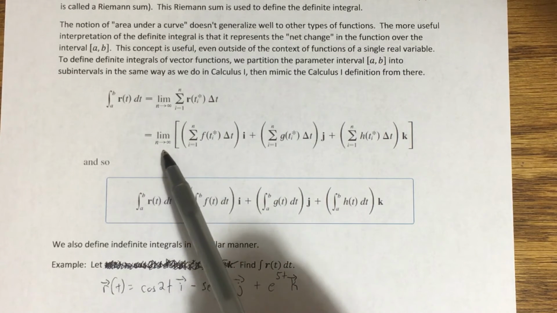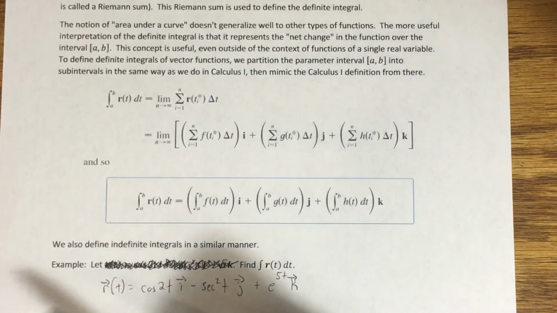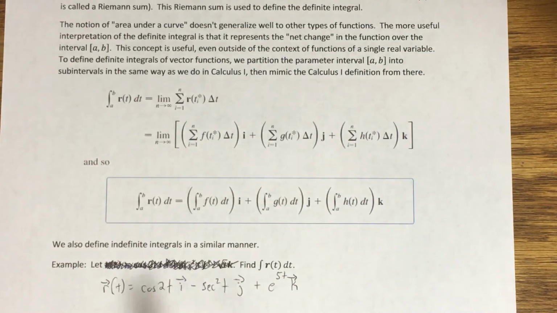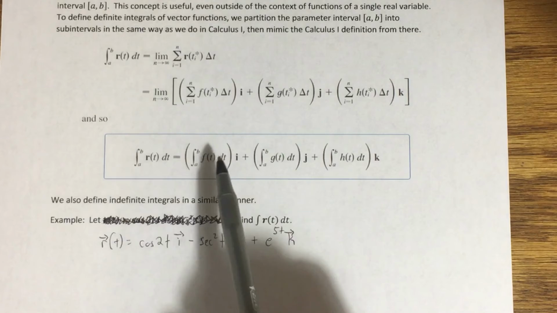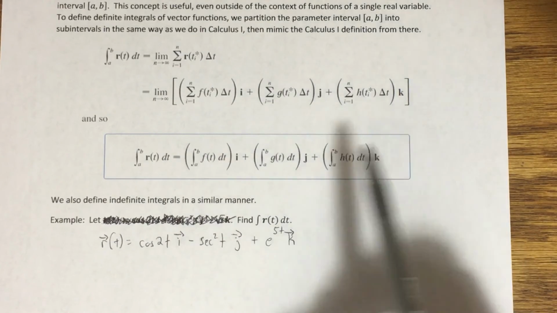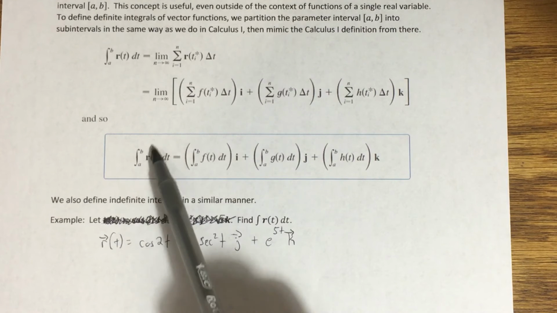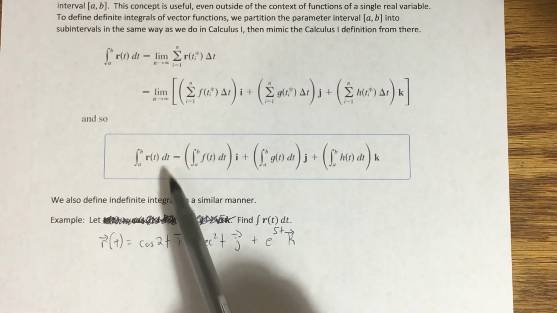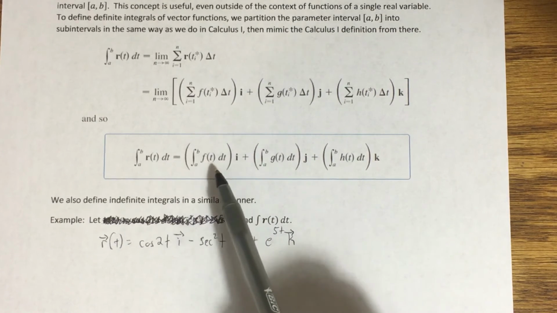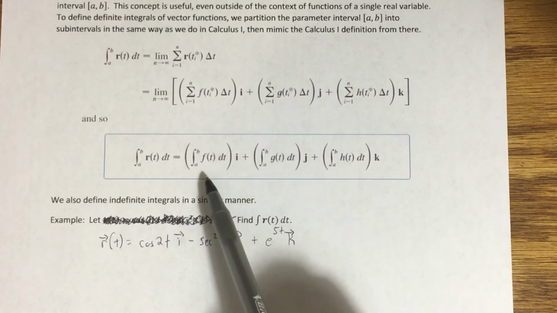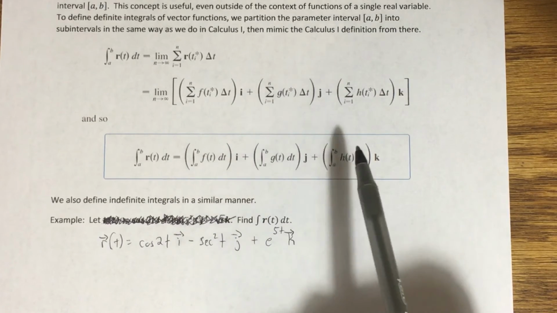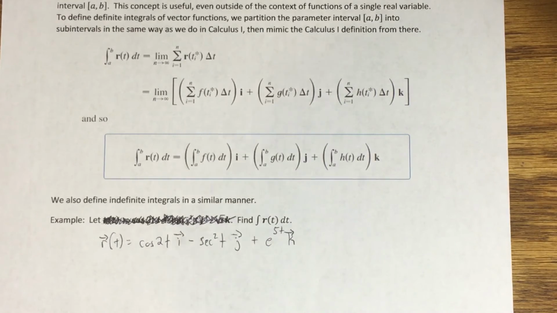And so applying a limit to each of these component functions gives us the usual idea of what a definite integral is. And basically, all of that argument amounts to this. If you want to take the definite integral from a to b of a vector function r of t dt, then that's the same thing as integrating each of its component functions from a to b as a single variable function and getting a vector out of that.